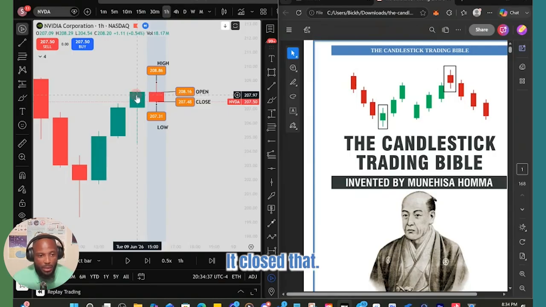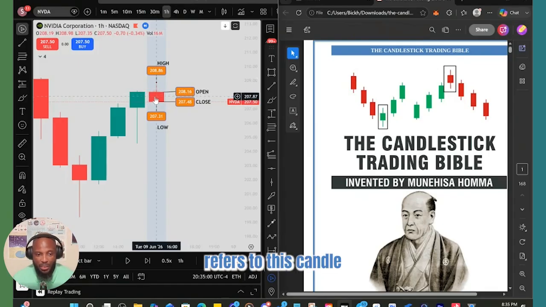Closed inside means this prior candle closed at the top right here, at 208.20. This red candle opened at 208.19. Price wise, the body is inside of the prior green candle body. So that is a harami setup, candlestick setup. Per the Candlestick Trading Bible, we should expect the next few candles to be the red candles going down.